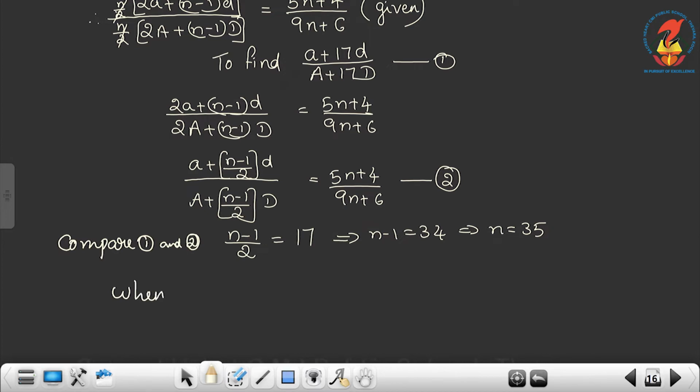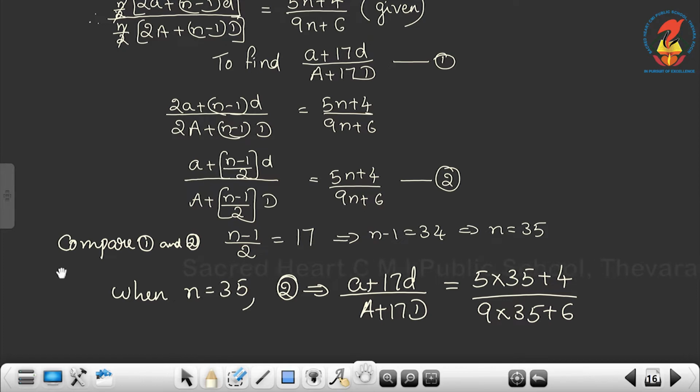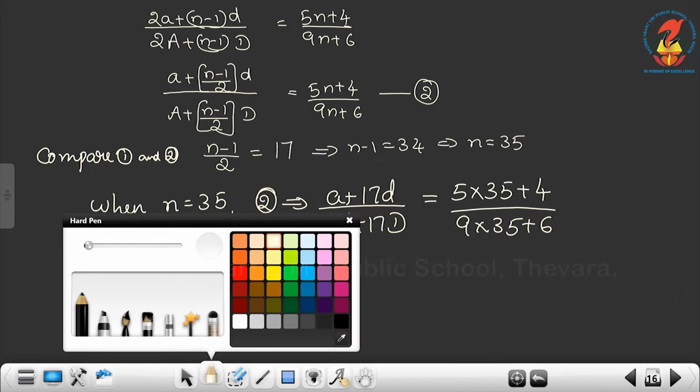So when n is equal to 35, substitute n = 35 in the second expression. So A plus (n minus 1) by 2 D: 35 minus 1 by 2, 34 by 2 is 17. So 17D by capital A plus 17 capital D is equal to, on the right hand side also you have to substitute, (35 plus 4) by (9 into 35 plus 6). So the left hand side means the 18th terms.